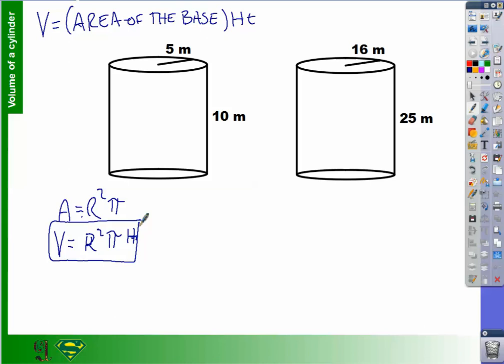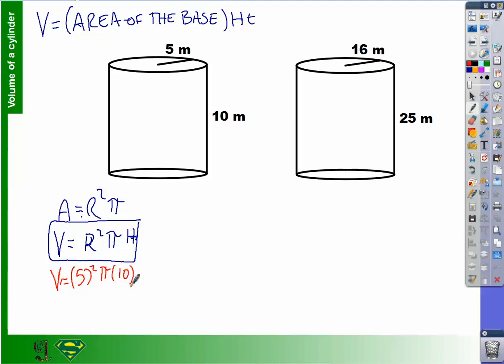So let's use the radius and the height of our first cylinder to find the volume of this cylinder. Are you ready? Okay, we'll go on. So the volume of this cylinder is going to be equal to, what is the radius? 5. So the radius is 5 squared times pi. What is the height of this cylinder? 10. All right. Not too bad.